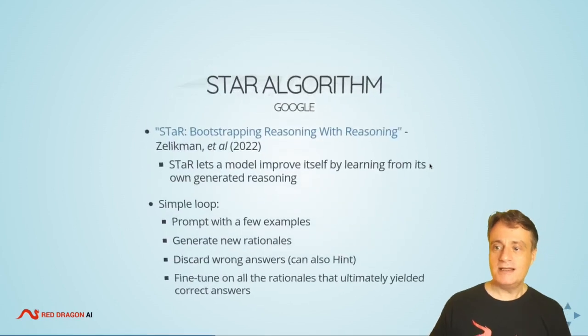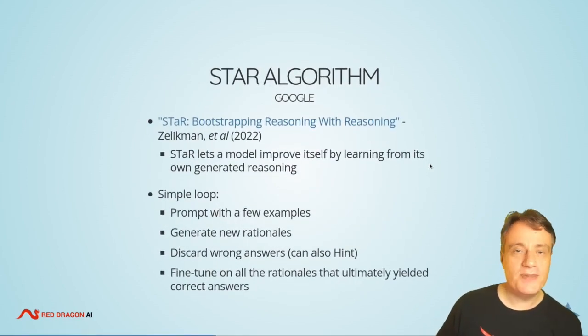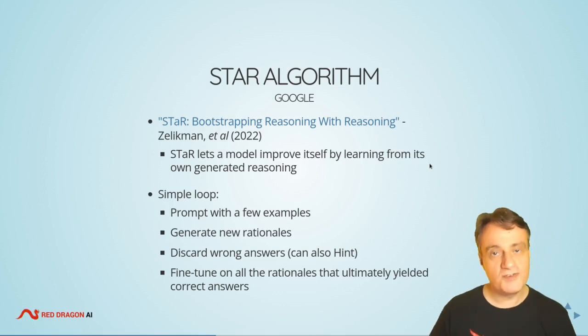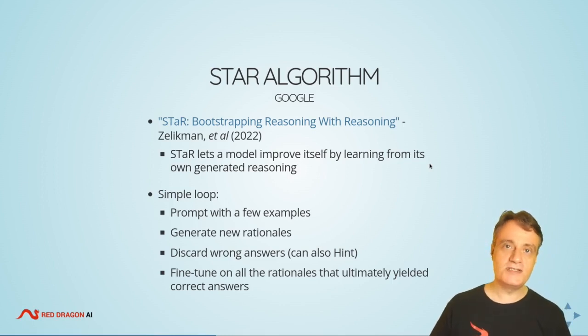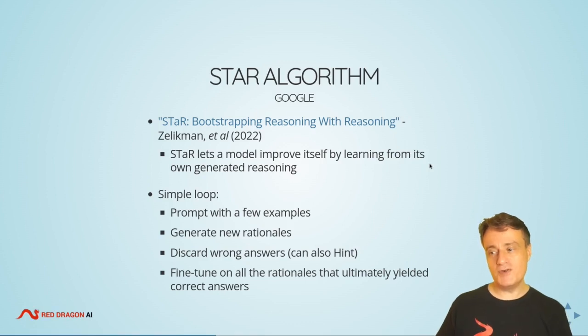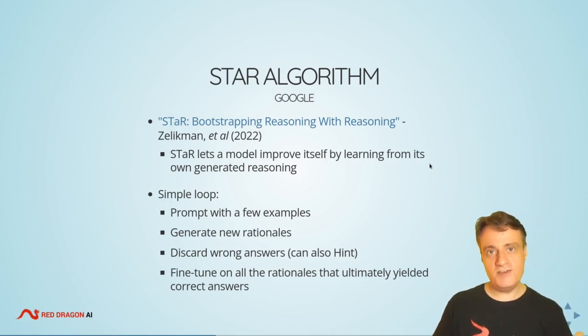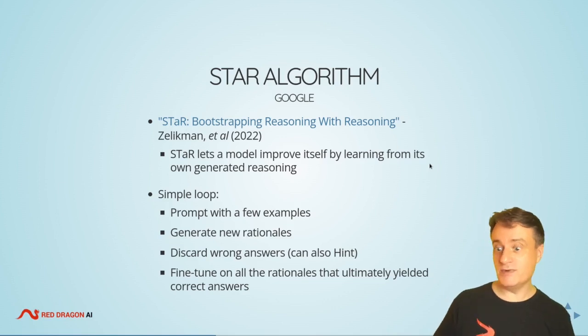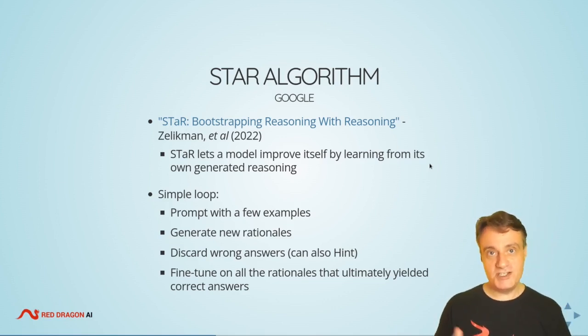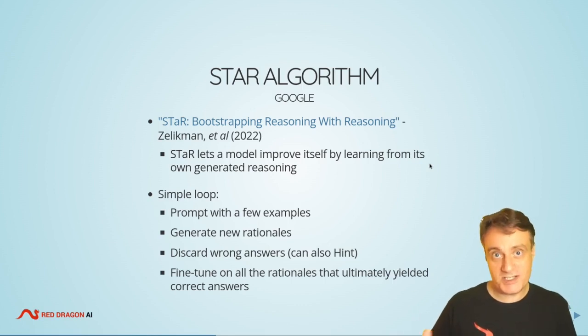Okay. So this came back earlier in 2022. There's the STaR algorithm from Google. Basically, it was essentially trying to let a model improve itself from learning from the reasoning that it generated. So the loop here, this is the algorithm, is we're going to give it a few examples of what kind of reasoning we're looking for. It's going to generate some new kinds of reasons, so like it's going to answer your question with a few different rationales.